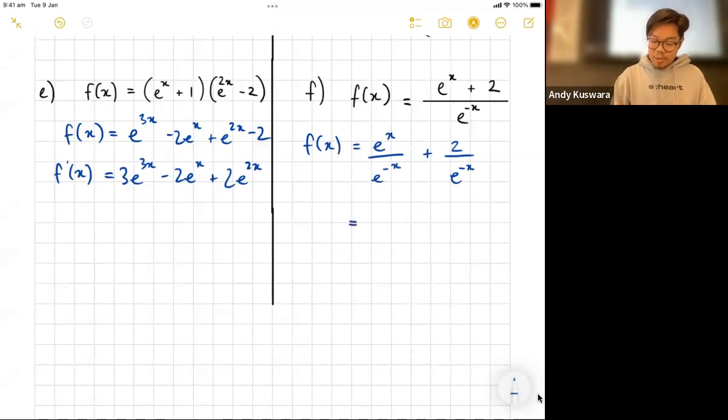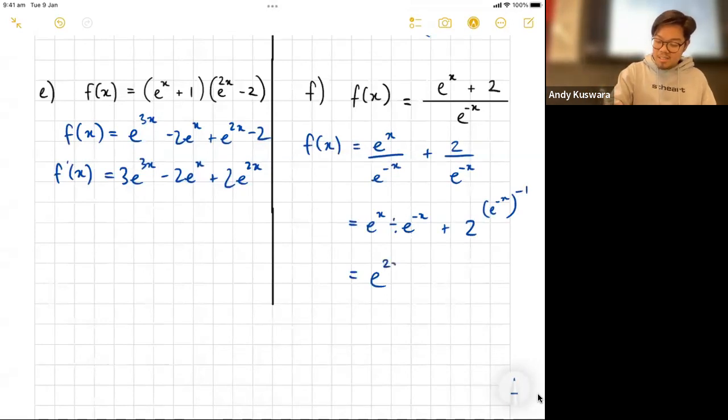Okay, now applying a little bit of, I guess, logic here, this is the same thing as e to the x divided by e to the negative x plus, and I'm just going to write 2 times e to the negative x to the power of negative 1. Okay, so just playing around with this, this becomes x minus negative x, which becomes plus x. So that's e to the 2x now. And then this one here becomes plus 2e to the positive x. Okay, because it's a power of a power. I'm multiplying the powers there. And this there becomes your f(x).